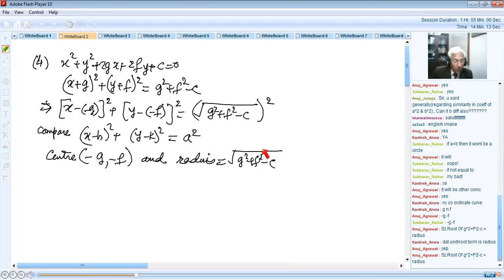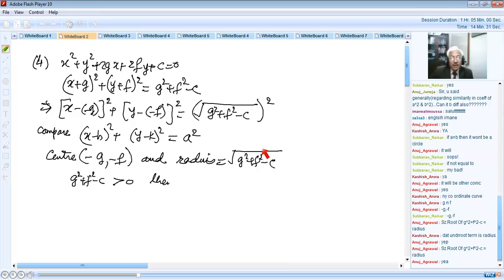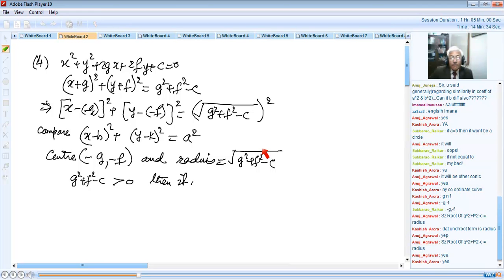Now after doing this, you must note one condition that we impose over here: g square plus f square minus c should be positive. Then it represents a circle.